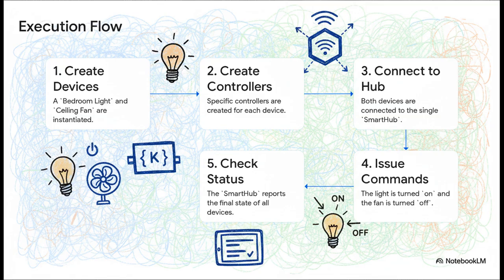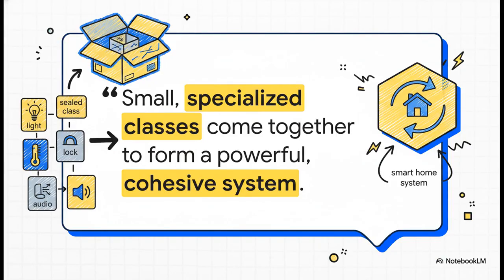Now for the action. We use the controllers to send commands. Let's turn the light on and the fan off. And for the grand finale, we ask the Smart Hub, hey, what's the status of everything? See, it's just a clean, logical sequence of events. And that right there, that's the whole point of this design. Look at what we did. Instead of one giant monster class that does everything, we've built a really powerful system out of a bunch of small, focused, specialized parts that all work together beautifully.